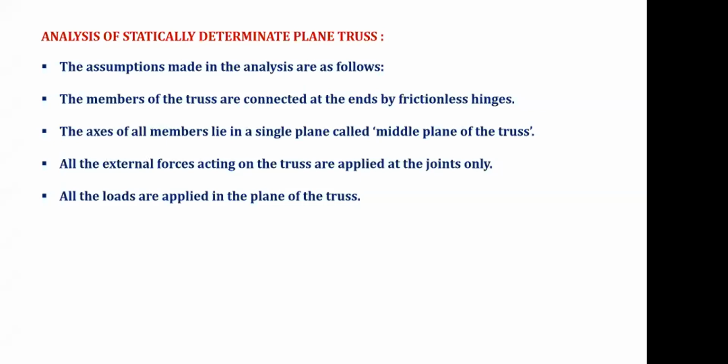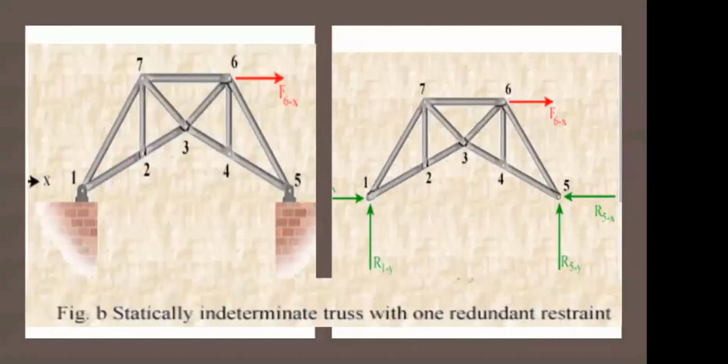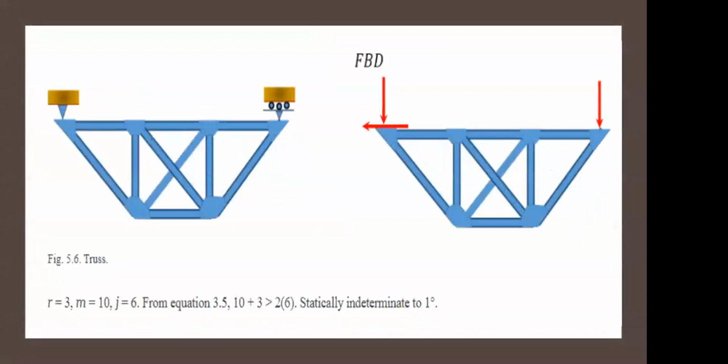So what are the assumptions? The first one is all the members are connected as pin-jointed trusses. The second one is loads act at the joints only. The third one is the pins are frictionless pins only. So these are the assumptions. These are some statically determinate trusses. These are also some other examples of statically determinate trusses. Likewise, we will calculate more trusses.